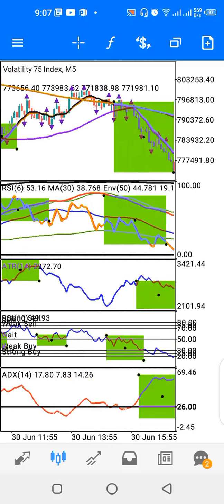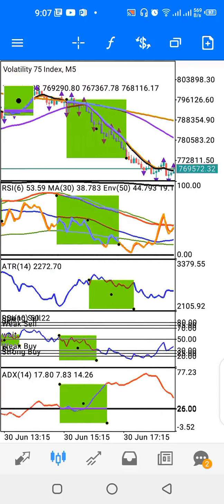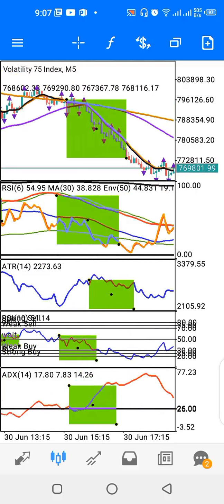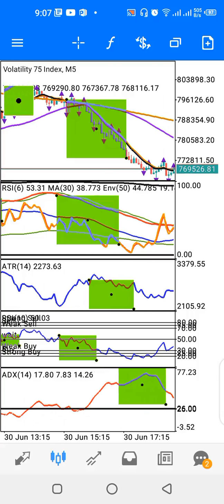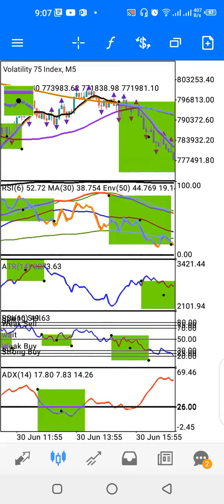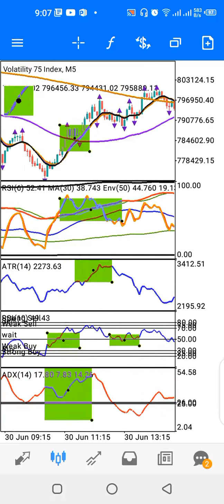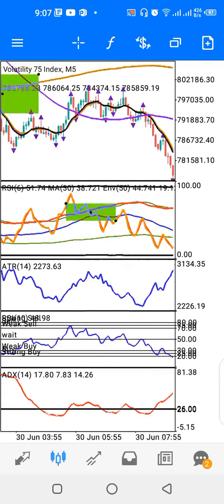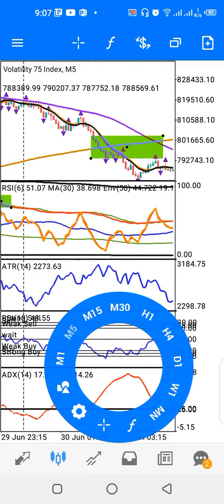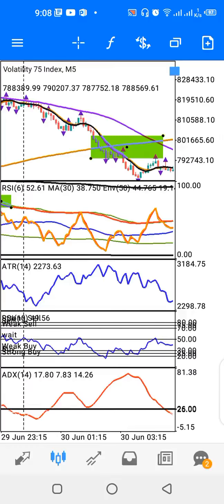Now for indicator window 4, we have the ADX. When the ADX line, which is the red line, crosses above the 25-26 level, then you can look for either buy or sell. But if it drops below the 25-26 level, like you have around here, you stay out. If it goes above, like you have around here, you can look for buy or sell.